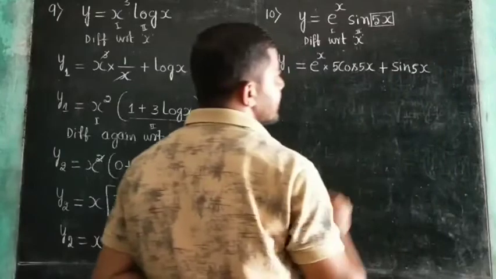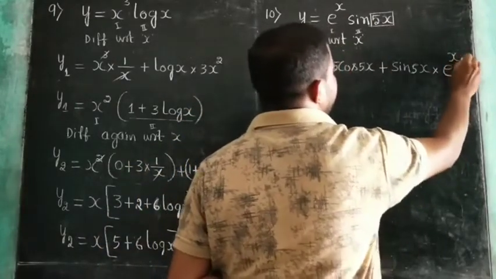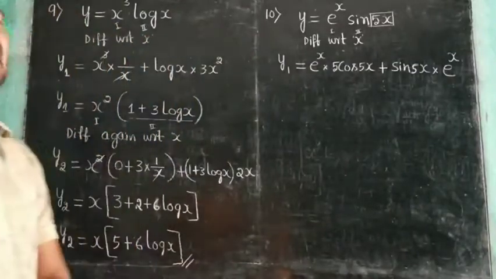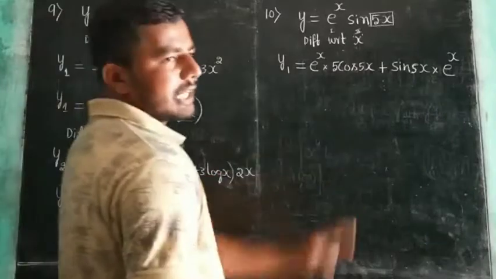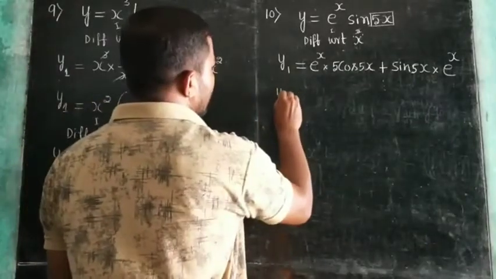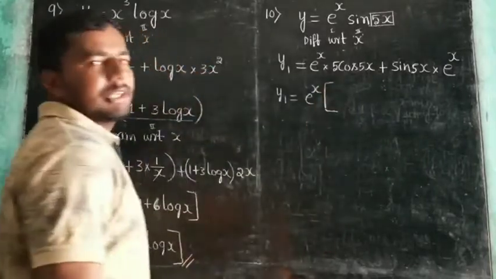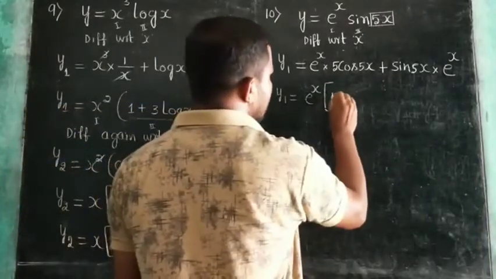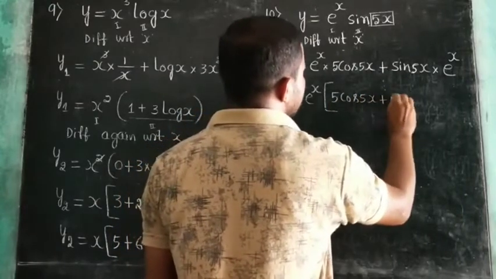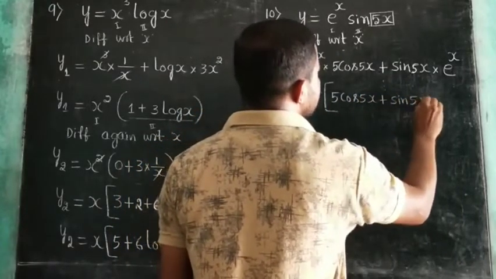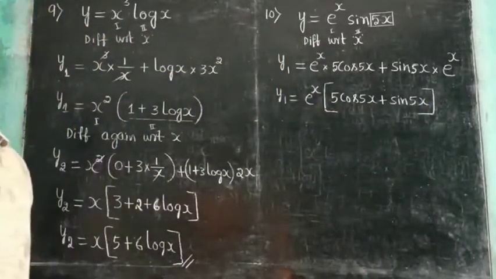Plus take the second function as it is, sin 5x, into the derivative of e power x. The derivative of e power x is e power x itself. And in both terms we have e power x. So y1 is equal to, take e power x as common. The remaining is 5 cos 5x plus sin 5x. This is the first derivative.